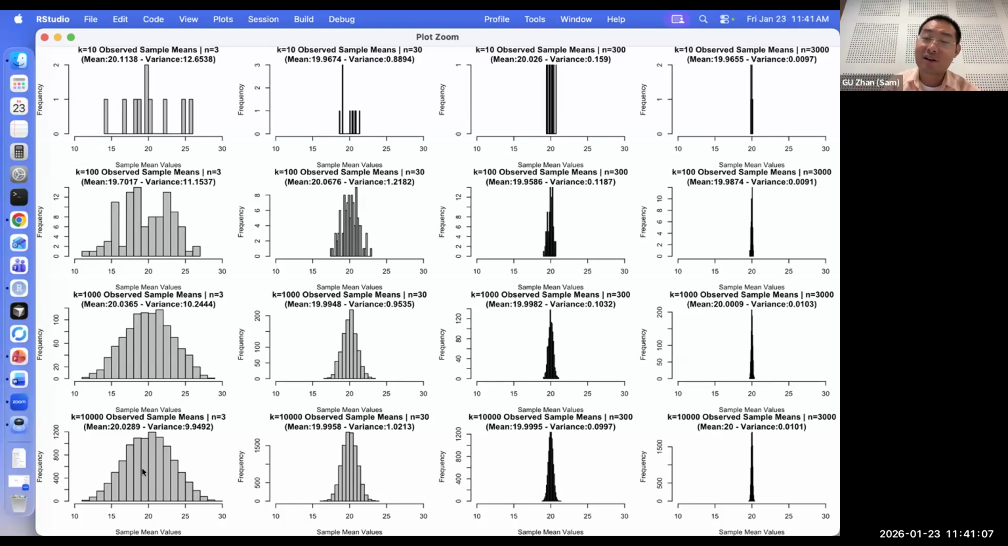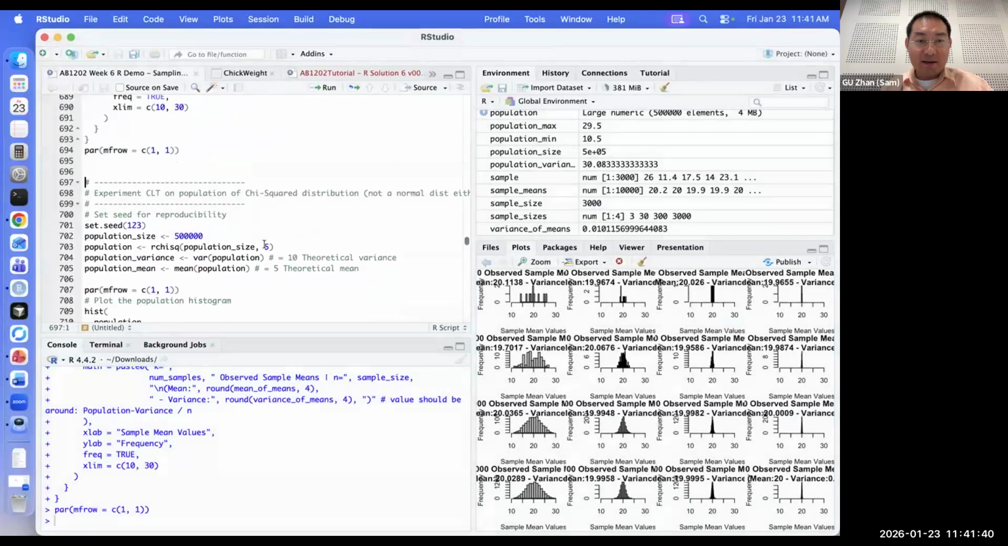Because each of the samples we draw is aligned to the IID condition, we can't say sample one is more trustworthy than sample two, or sample two is more trustworthy than sample three. All these 10,000 samples are equally trustworthy. That's very important. Okay, so that's that part.